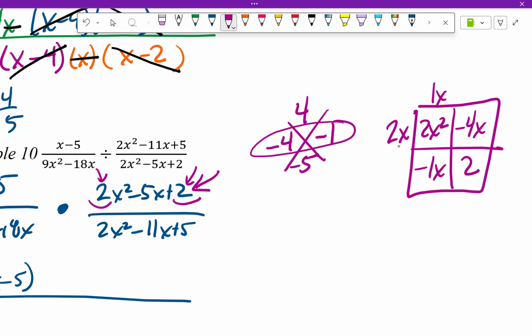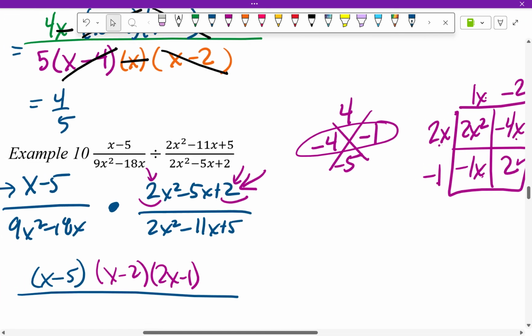Then I'm going to divide. How many times does 2x divide? Negative 4x. Or what times 2x is negative 4x, right? What times 1x is negative 1x? And then you check it. Negative 1 times negative 2 is 2. So, and then I'm going to write that out. X minus 2 times 2x minus 1.